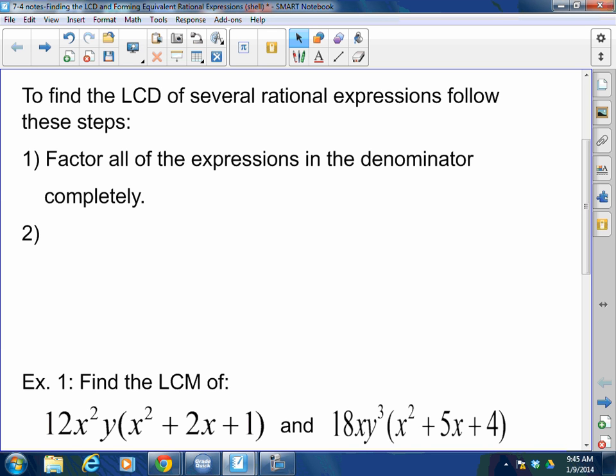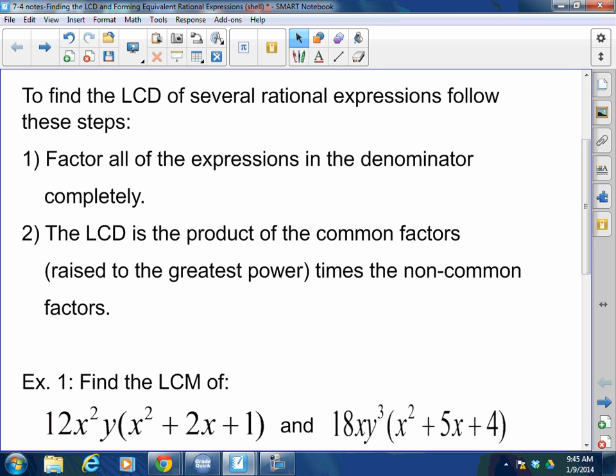So you're going to have several different denominators. Factor them all out completely. And I mean completely. Negatives, if you need to take out a 2, factor them completely. I don't want to be a broken record, but it's really important, y'all.